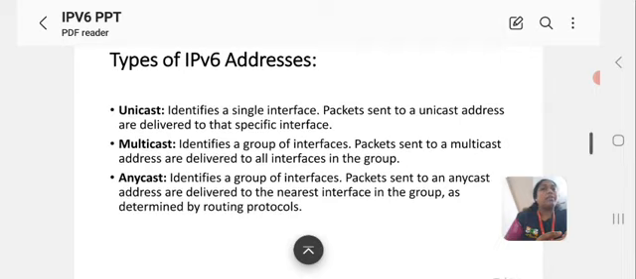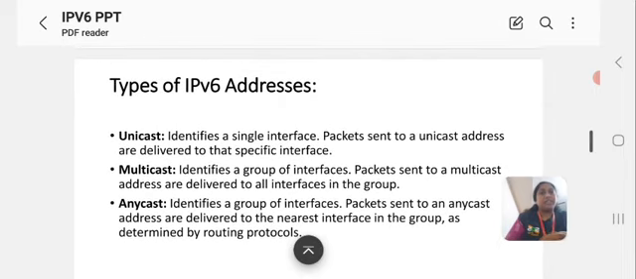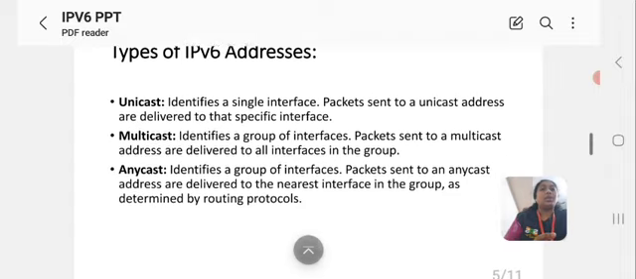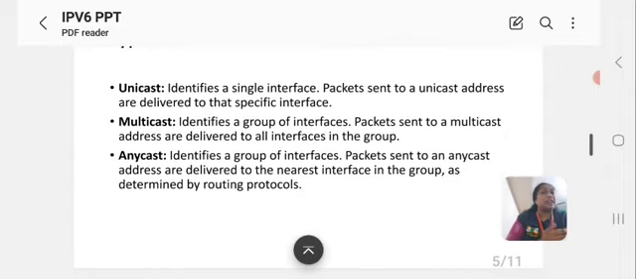The types of IP version 6 addresses are unicast, multicast, and anycast. Unicast identifies a single interface. Packets sent to a unicast address are delivered to the specific interface. Multicast identifies a group of interfaces. Packets sent to a multicast address are delivered to all interfaces in the group. Anycast also identifies a group of interfaces. Packets sent to an anycast address are delivered to the nearest interface in the group, as determined by routing protocols.